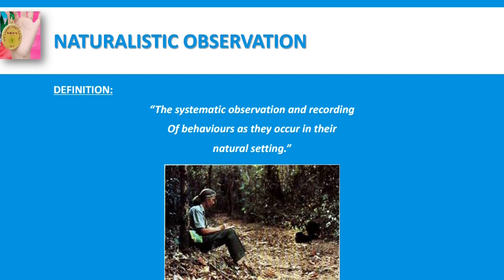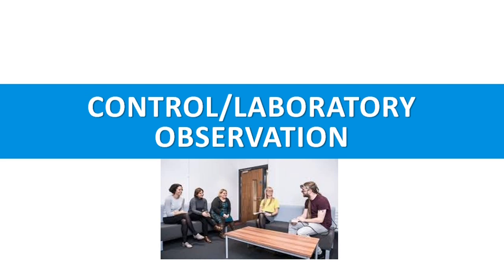Naturalistic observation is the systematic observation and recording of behavior as it occurs in its natural setting. A naturalistic observation takes place in a person's or animal's own natural environment. The advantages of naturalistic observation include that you get the real, natural result, and you can generalize it. Whereas the disadvantages include the observer's effect, and it sometimes includes personal bias and the blind observer.